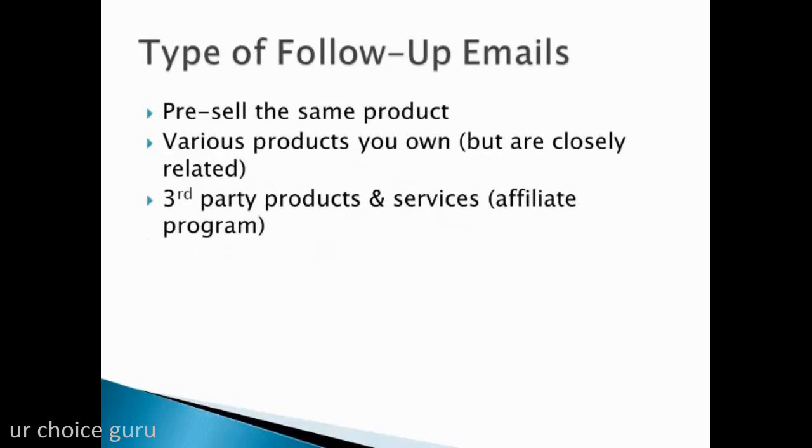Type of follow-up emails. Pre-sell the same product, various products that you own, but are closely related, third-party products and services, like affiliate programs. There are basically 3 types of follow-up emails you can write to be set on autopilot with your autoresponder. The first is that you can pre-sell the same product over and over again.